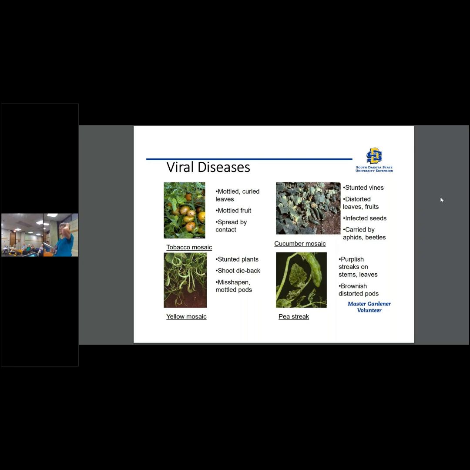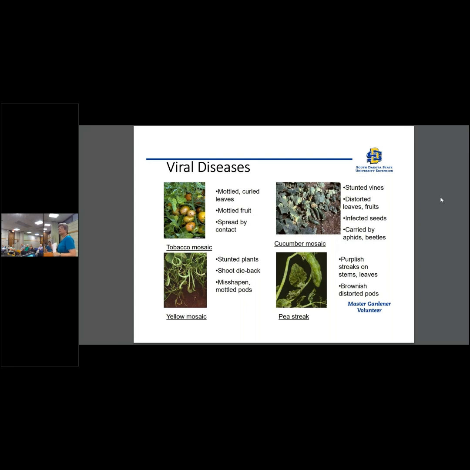The yellow mosaic virus, you have stunted plants, shoot dieback. If you look where the beans are there, there's no leaves around them. So either the leaves are deformed or there just aren't any. And also the pods, the bean pods are misshapen and mottled with other colors.